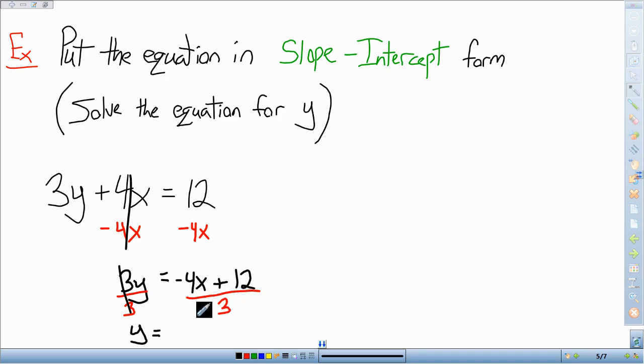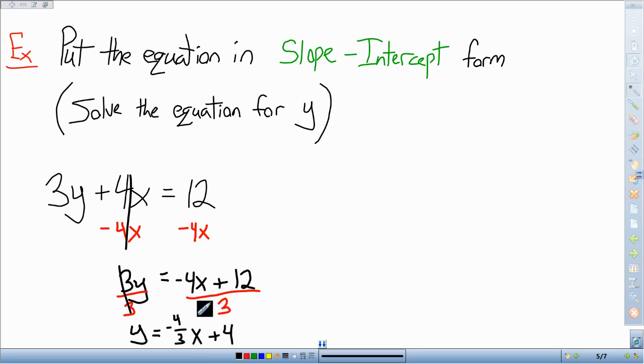Okay, well, first thing, 3 doesn't divide into negative 4 evenly, so we're going to leave that as a fraction, and I'm going to write it like this, negative 4 over 3, and then this x is actually just going to go next to my fraction. Okay, that's the best way of writing it. Over here, 3 does divide into 12, so we can actually do that division, and that gives us a positive 4.